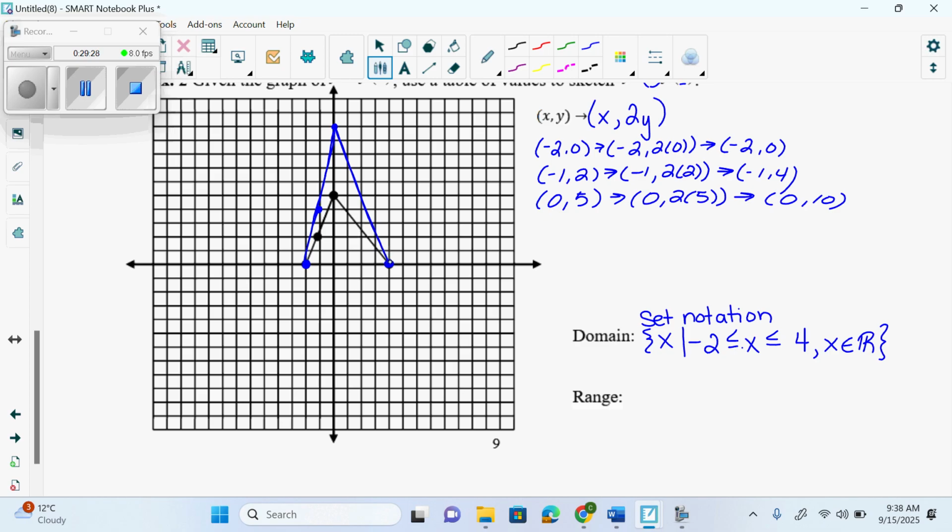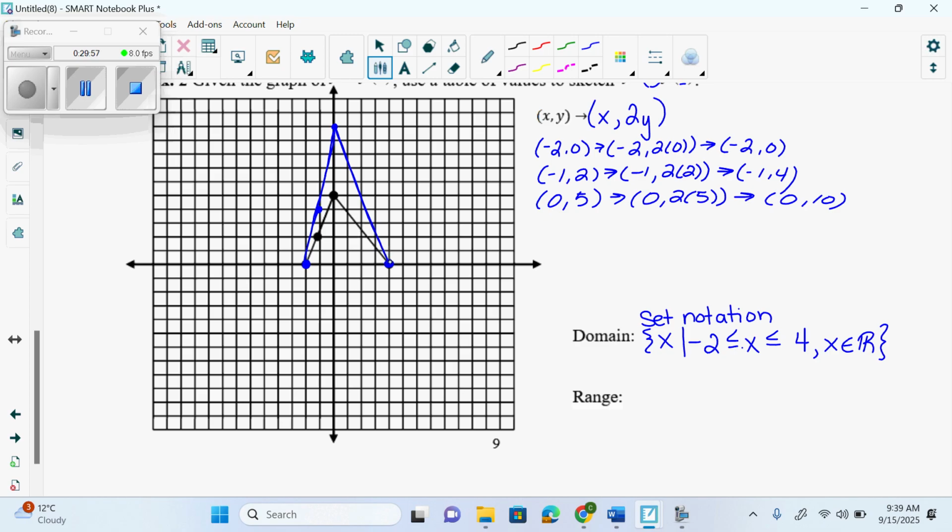If x could be only integers, I would just have coordinates. I would have a coordinate at negative 2, negative 1, 0, 1, 2, 3, 4, and they would not be connected. So if this here was an I, which weirdly enough in universities can be a Z, for integers, then I wouldn't be able to connect them, correct?